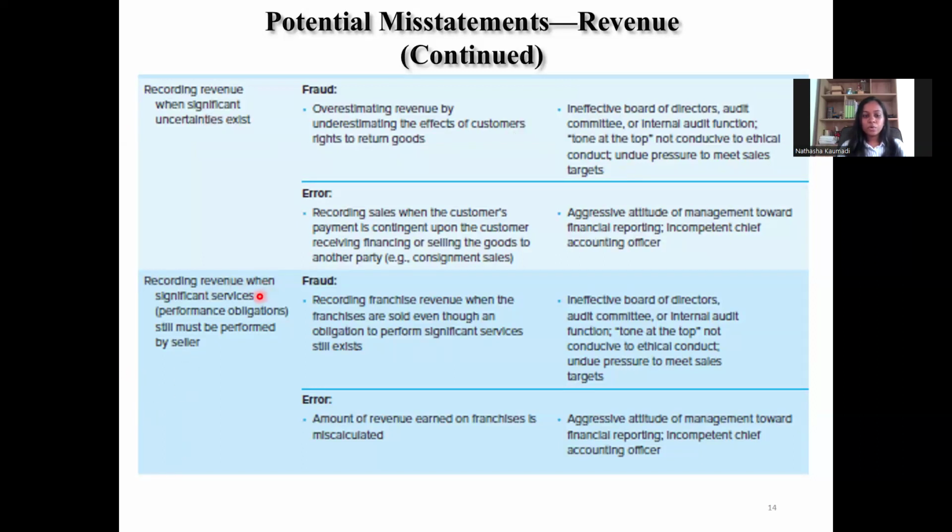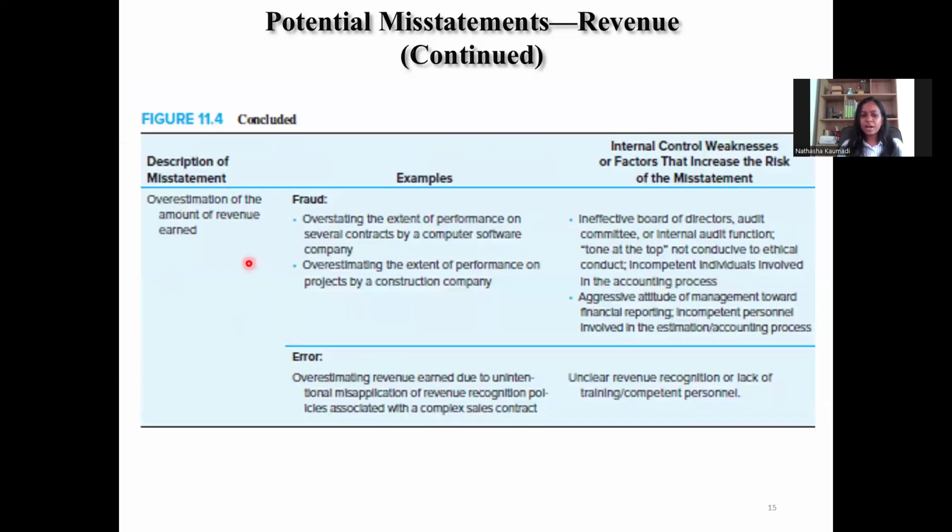Likewise, recording revenue when significant services, or you can say performance obligations, still must be performed by the seller, but still revenue has been recognized. So you can read out what is the fraud and the error. Look at the last one. Yes, the last one: overestimation of the amount of revenue earned. Maybe it can be a fraud, like overstating the extent of performance on several contracts by a computer software company, or an error, overstating revenue earned due to unintentional misapplication of revenue recognition.